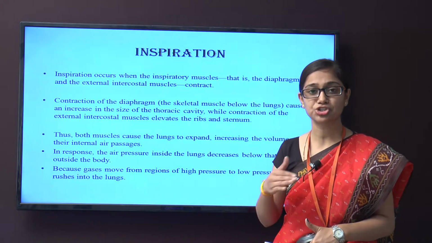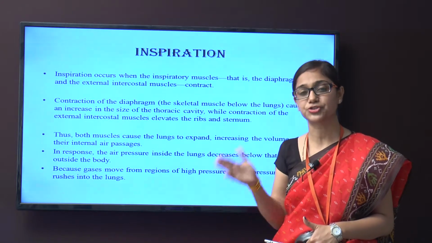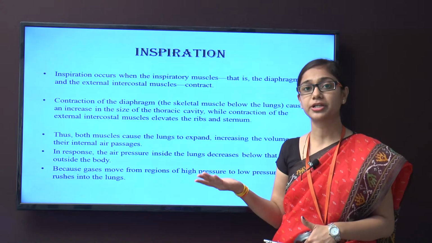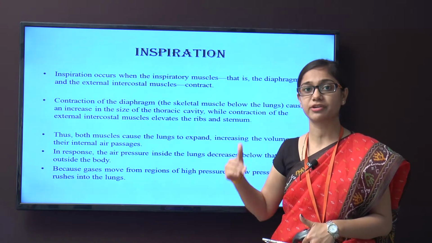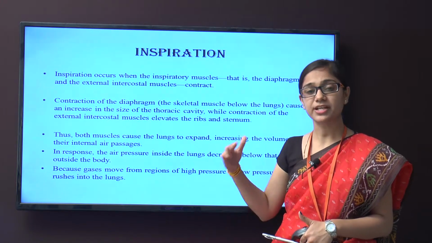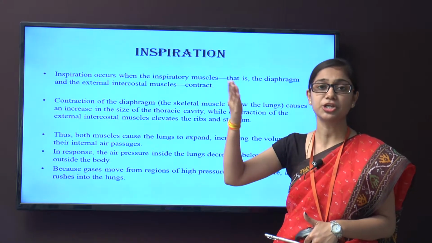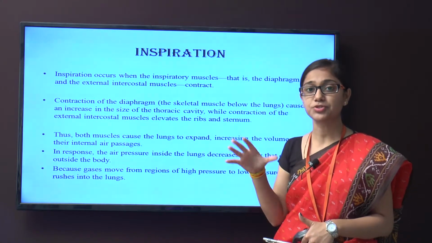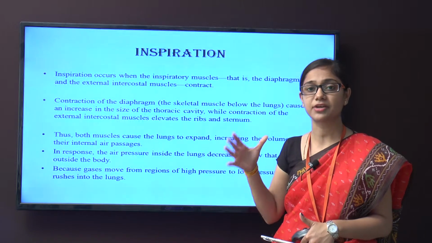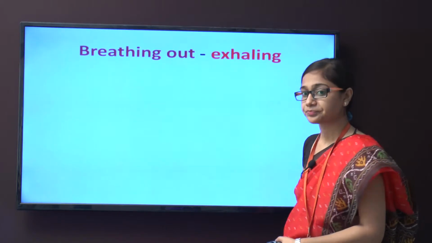That means the volume will increase and the pressure inside the lung will be decreased, from 757 to 760 mm Hg. 760 mm Hg means equal to the atmosphere. Atmospheric pressure always remains 760 mm Hg.